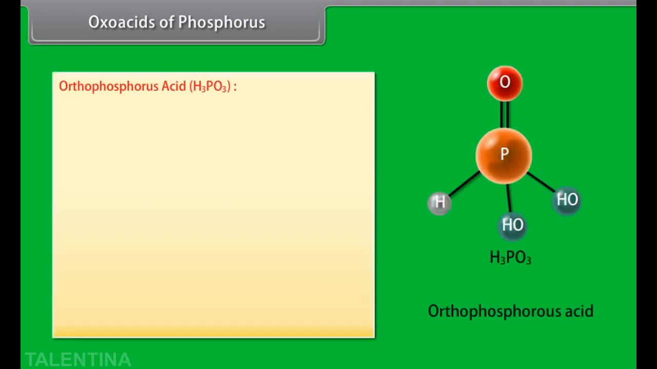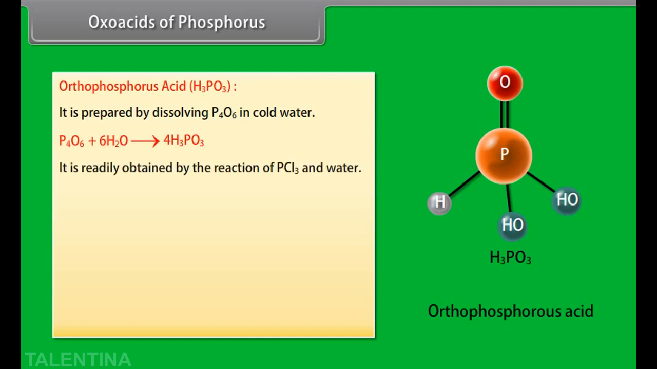Oxoacids of phosphorus. Phosphorus forms a number of oxoacids. The important oxoacids of phosphorus are the following: orthophosphorous acid. It is prepared by dissolving P4O6 in cold water. It is readily obtained by the reaction of PCl3 and water.